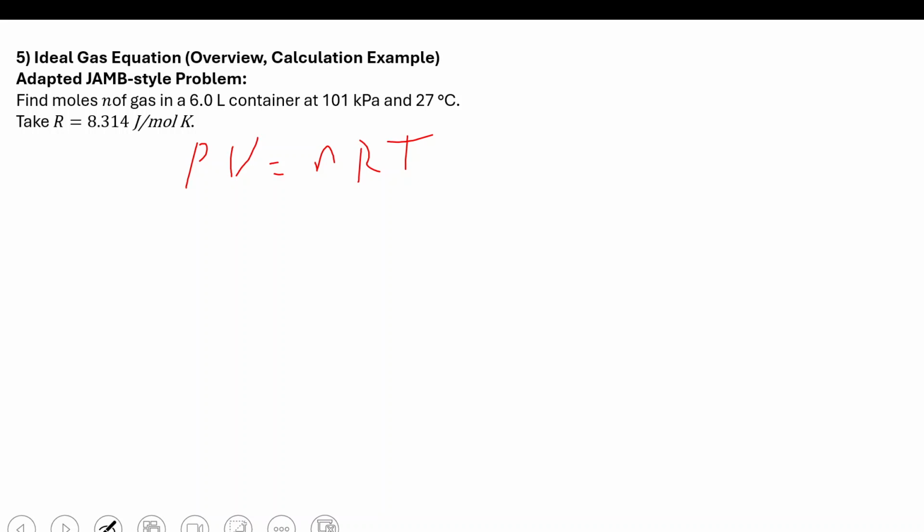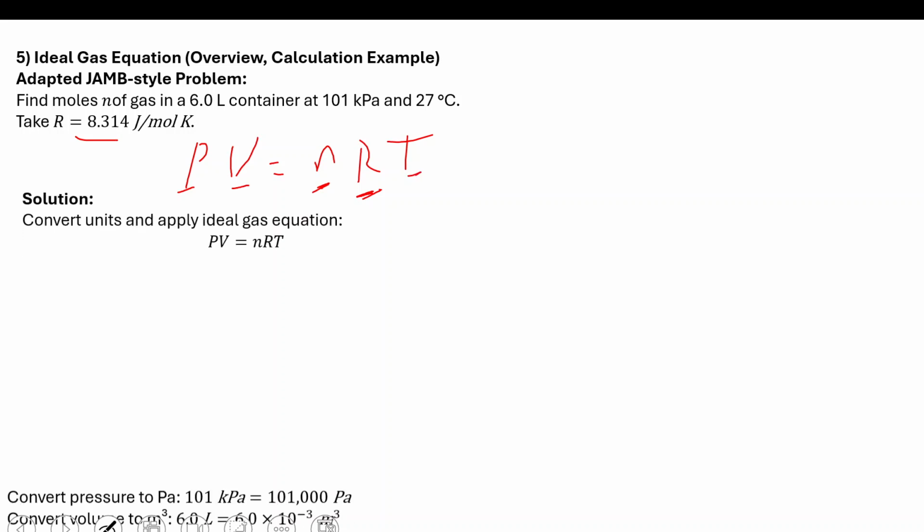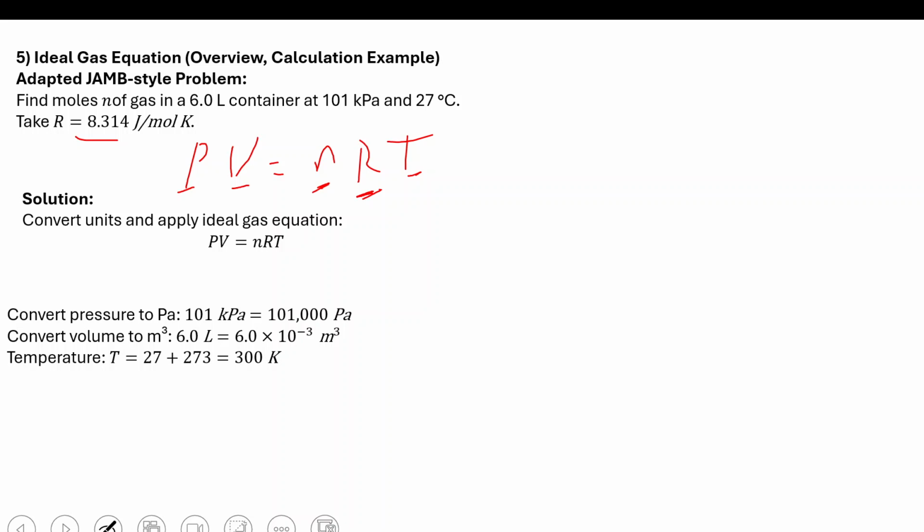This is the formula for the ideal gas law, where P is pressure, V is volume, n is the number of moles, R is the universal gas constant, always given as 8.314, and T is the temperature in Kelvin. In physics, the first thing you do is understand the question. Second, write down the formula. Third, look for every parameter in the question and plug into the formula.